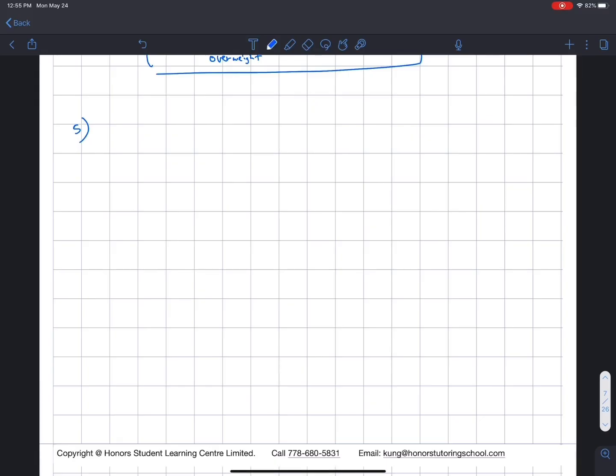Question 5. Alice's car traveled 132 km on 8 liters of gas. So the ratio that we have is km per liter of gas. This is 132 over 8. At this rate, how many liters are needed to travel 320 km? So this is 320 km, and we don't know how many liters of gas are needed. And that's X. So now we can cross multiply.